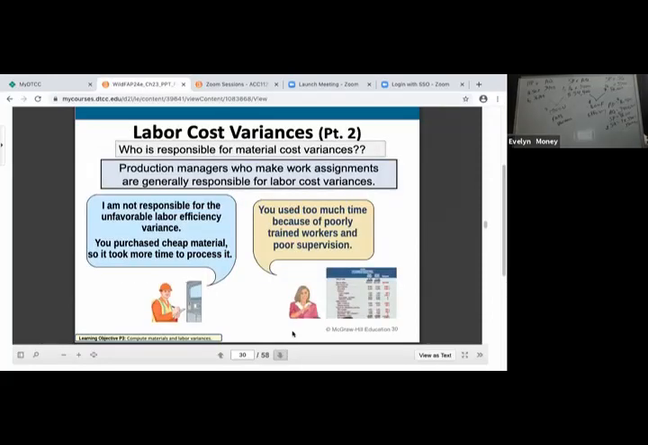Again, you have your department heads fighting with each other. So you could have your HR person saying, you know what, you don't supervise your employees well. Your people are playing in the bathrooms and not getting their work done. So it's taking them too long to work when you have a large unfavorable efficiency variance.